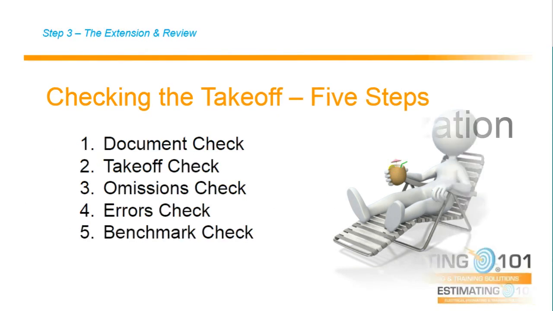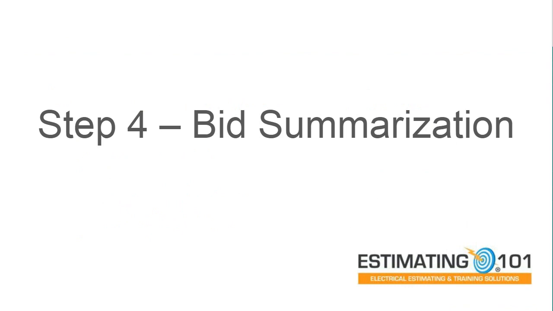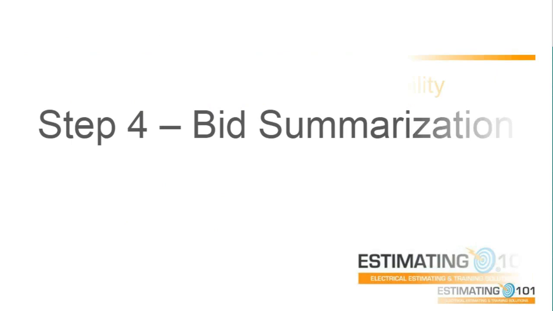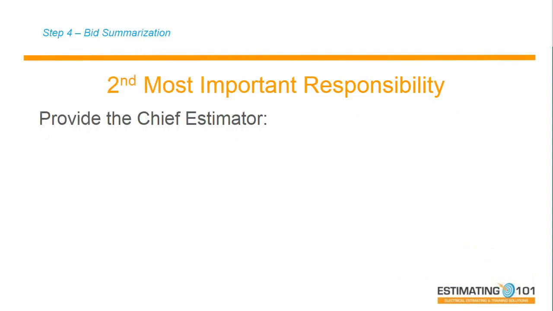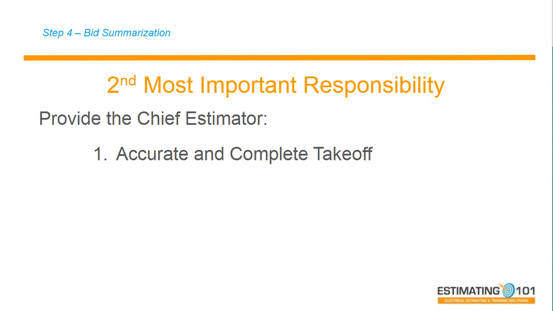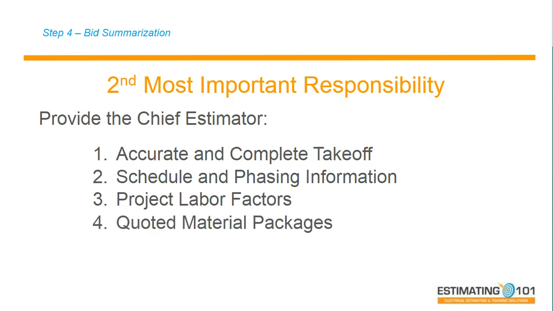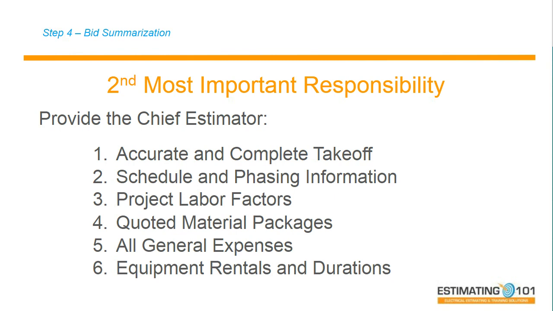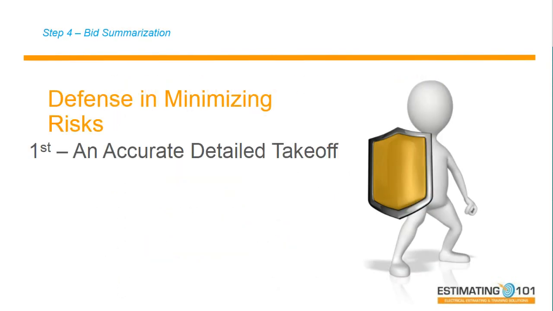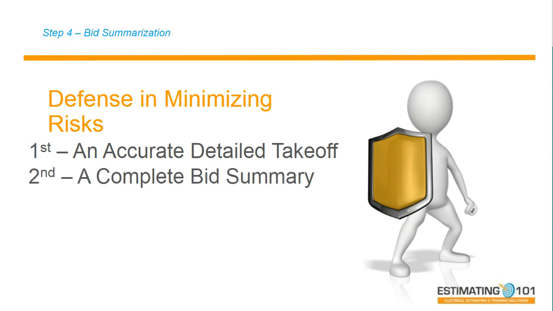So let's talk about summarizing the estimate. In the bid summary, it is the estimator's responsibility to provide the chief estimator an accurate, complete takeoff, schedule of phasing information, project labor factors, quoted material, and all the general expenses, equipment rentals and durations, and subcontractor quotes. The best way to minimize your risk and your defense is an accurate, detailed takeoff, and secondly, a complete bid summary.